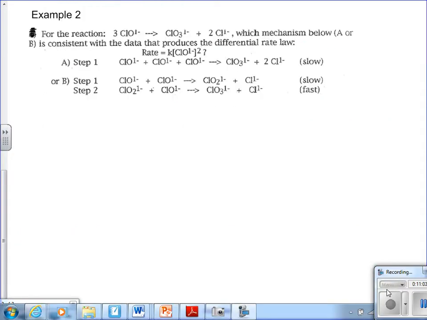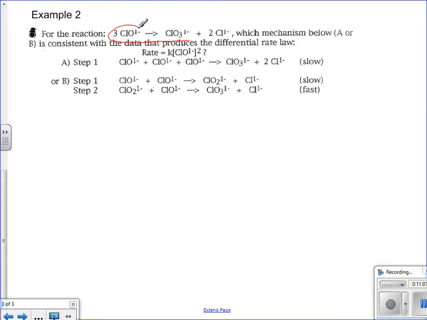So, new problem, example 2. We have our reaction right here, and we want to know which mechanism, A or B, is consistent with data that produces the differential rate law right here. So we're going to check. We'll check A, and according to our rules, the rate is based on the slow step. Well, that is the only step, so it is the slow step.